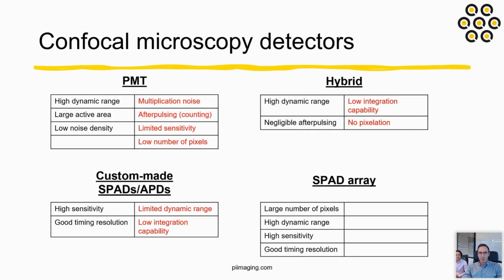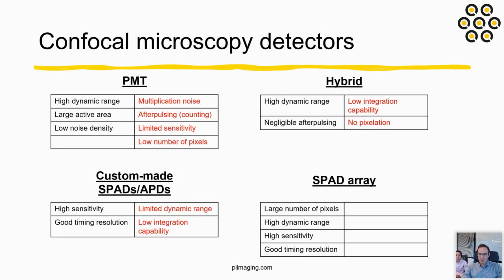I'll start with the point detectors, specifically point detectors used for confocal microscopy, where we have 3 main competitors: PMTs, hybrid detectors, and custom-made single pixel SPADs or APDs. The main purpose of SPAD arrays is to overcome all of these other detectors and to be better than them in all aspects. We specifically focused on solving the challenges that we have in these other detectors.